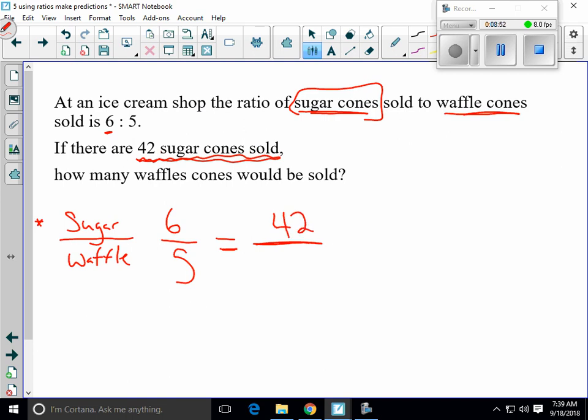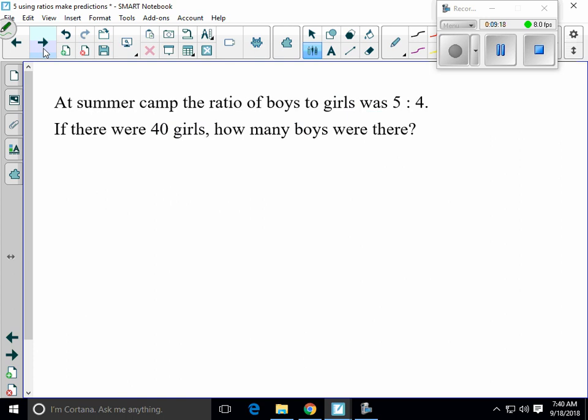And we have to figure out how many waffle cones would be sold. So we're going to make an equivalent fraction. We're going to multiply the numerator and denominator by the same number. So think 6 times what is 42? Should be times 7. 5 times 7 is 35. Okay, so 35 waffle cones. Okay, we'll do 2 more together, and then you'll try one.